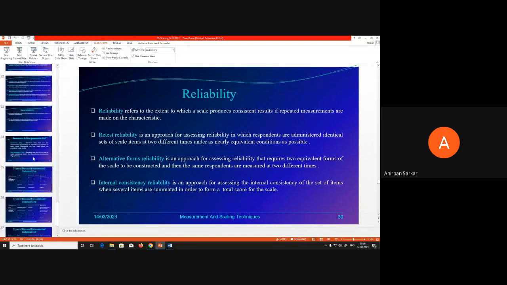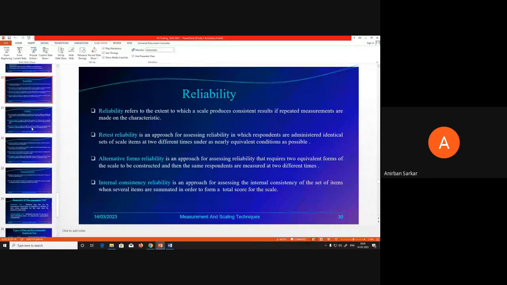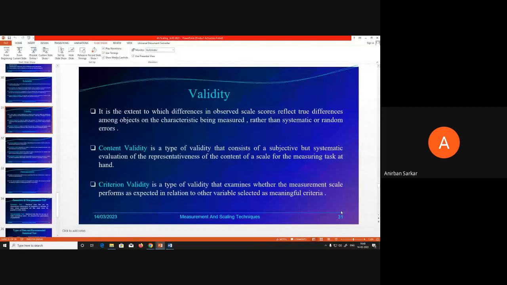Now we are coming to validity. What I was talking about: if there are differences between the observed scale score and the true scale score that we have just mentioned through our true score model, then we can say that if there is no difference, if X0 is equal to XT, we can call it that our output is valid or our research result is valid.